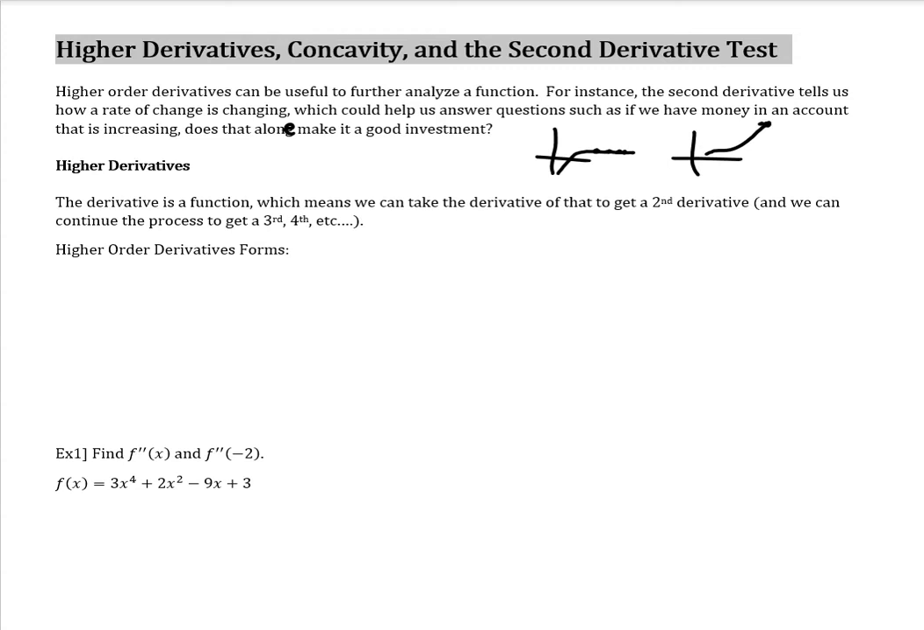All right, so the higher order derivatives. The derivative is a function, which means we can take the derivative of that to get a second derivative. And then we can keep taking the derivative and getting a third, fourth, etc. So let's start with our original function. Here's f of x equals y. And then our first derivative is the one that we've been doing. We usually don't say first derivative, we just say the derivative, which would be f prime of x. And the notation that we use if it's y is dy dx.